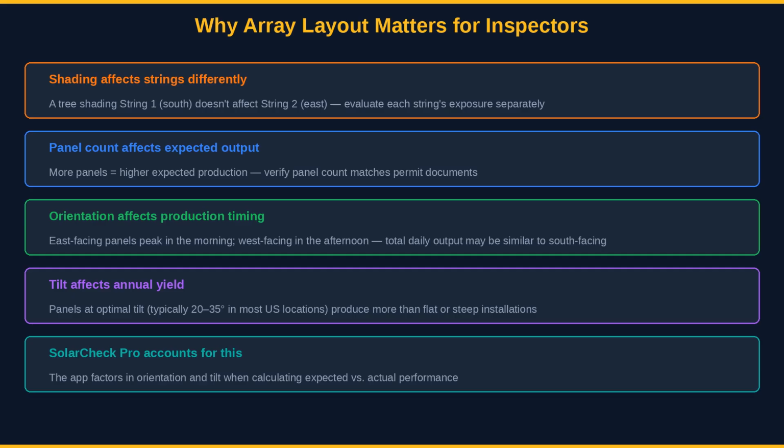And fourth, tilt affects annual yield. Panels at the optimal tilt for the location produce more than flat or steeply mounted panels. SolarCheck Pro accounts for orientation and tilt when calculating expected versus actual performance.